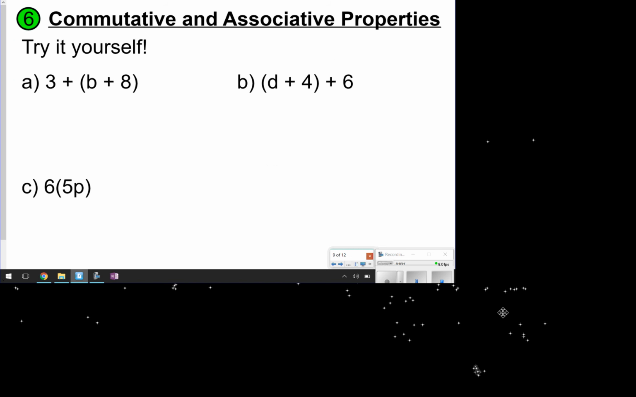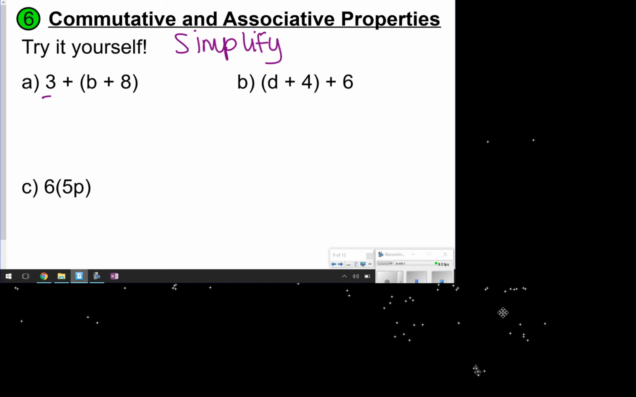This next one you're going to try by yourself. What you're essentially going to try to do is simplify the expression. I'm going to show you how to do letter A, and then you're going to pause the video and try B and C. Simplifying means trying to get the numbers together that can be added or multiplied. I know that the 3 and the 8 can go together because they're both numbers.